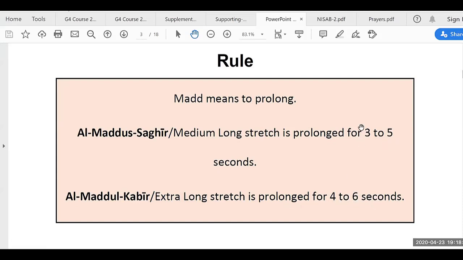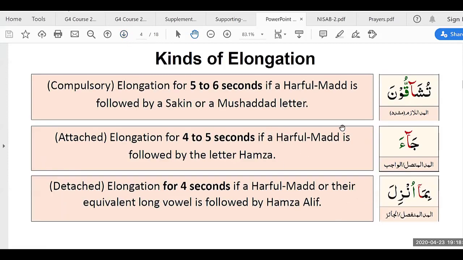So the reason why there is a duration 3 to 5 and 4 to 6 is because there are different situations in which they appear. So we have to consider what kind of letter is followed by the huruf al-mad. So we will look at some examples here. So first of all here, we can see Madde Kabir on Alif. Alif is harful mad and it's followed by Qaf, but Qaf also has the Shadda sign.